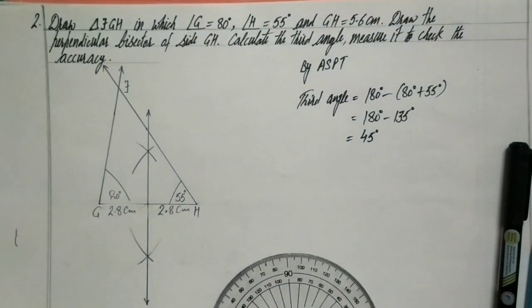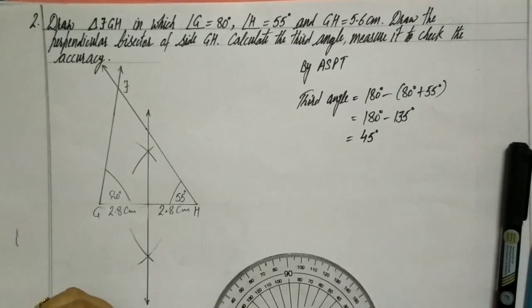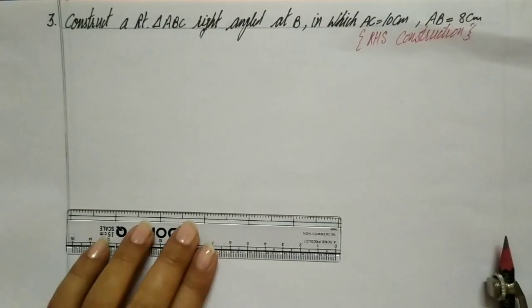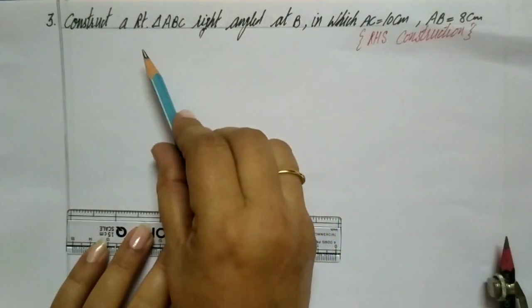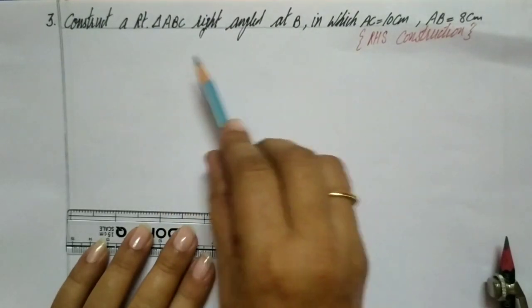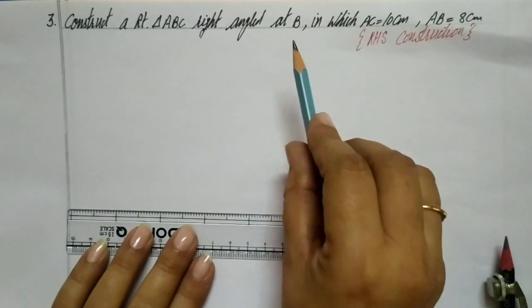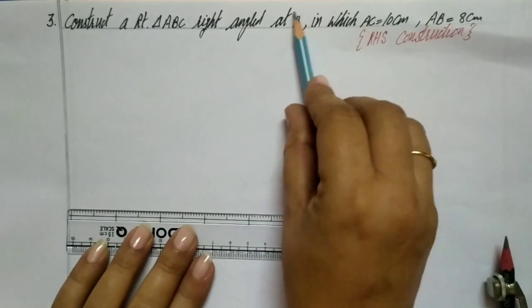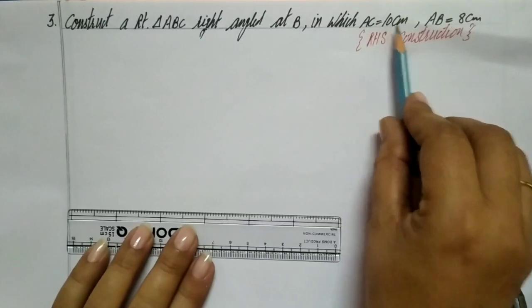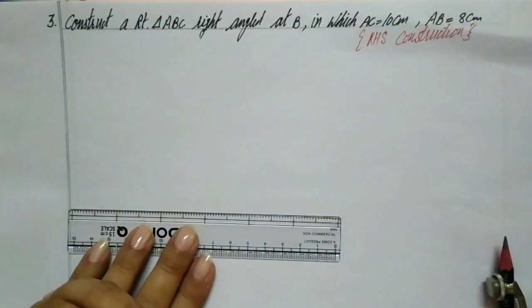Now let's move to the third question, in which we are going to use RHS criteria to construct the triangle. The third question is, construct a right triangle ABC, right angled at B. It's clear cut given that we have to draw an angle of 90 degree at vertex B, in which AC is 10 centimeter and AB is 8 centimeter.